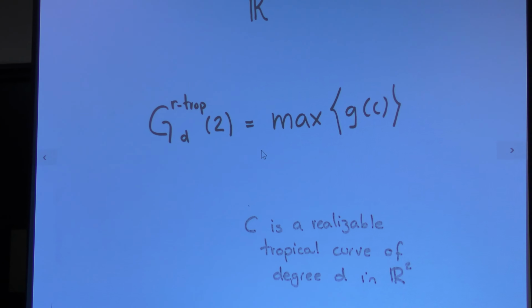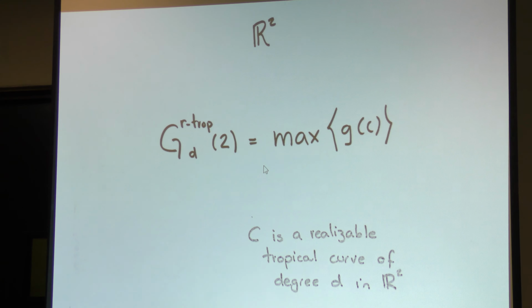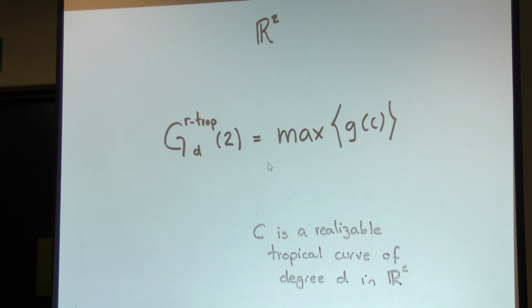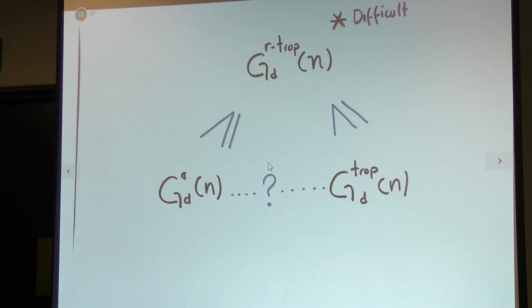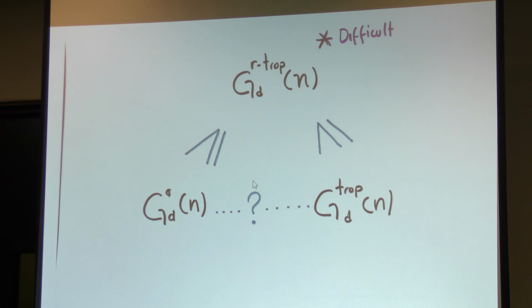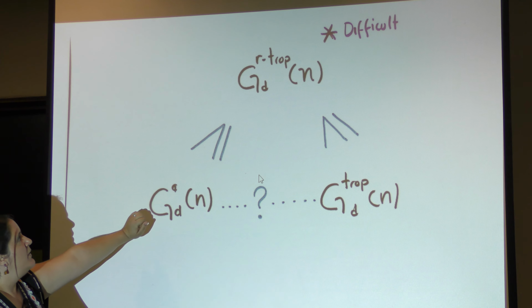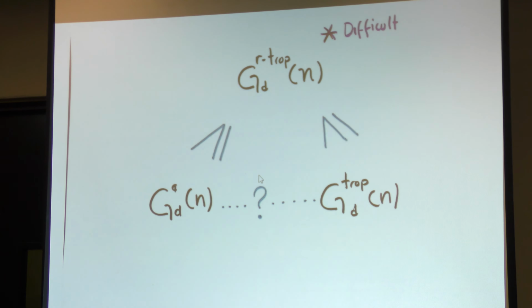Okay, then we can ask again, what is the maximum genus of realizable tropical curves of degree d in R2? As I told you before, for dimension 2, all the curves are realizable. Then we have that these 3 numbers are the same. If I change the 2 for a generic n, we have these relations. This is the complex bound. This will be greater or equal to that one, because in tropicalization the degree can only decrease.